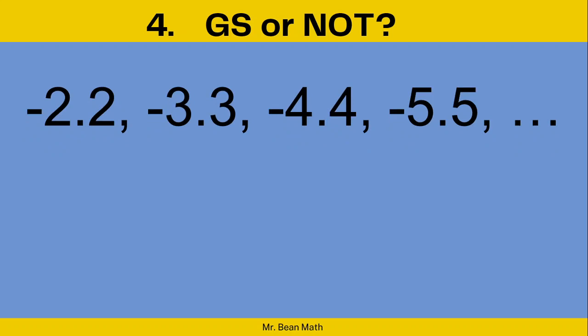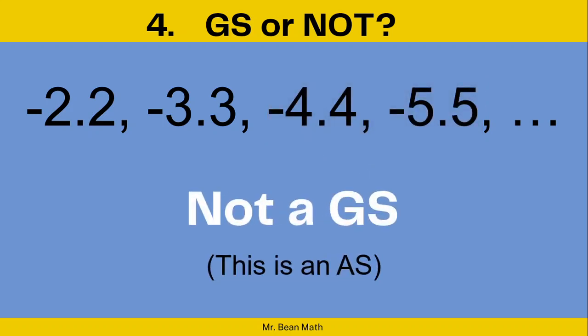For number 4, the given are negative 2.2, negative 3.3, negative 4.4, negative 5.5, and so on. Let's figure out if they have a common ratio. Negative 3.3 divided by negative 2.2 is equal to 1.5. Negative 4.4 divided by negative 3.3 is equal to 1.3. And negative 5.5 divided by negative 4.4 is equal to 1.25. So for number 4, the answer is not GS because the sequence has different ratios. And as you can see, this is an example of an arithmetic sequence because the sequence has a common difference of 1.1.